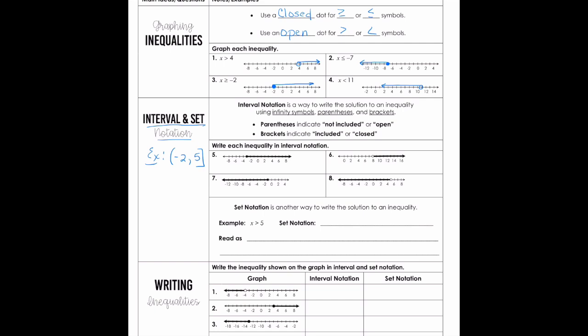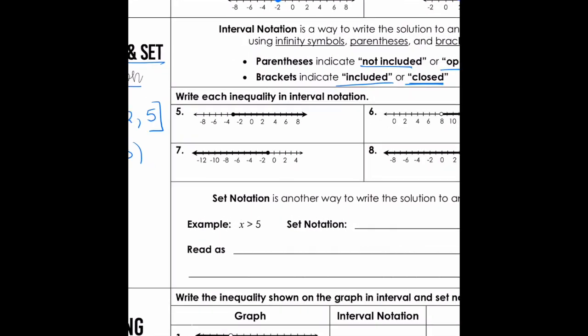It's also going to have either a parenthesis or a bracket. You use a parenthesis whenever it is not included, or an open circle. You're going to use brackets when it's included or a closed circle. Now the exception is when you use the symbols infinity. Both positive infinity and negative infinity always have the parentheses. So it's a whole lot easier when you look at this in practice.